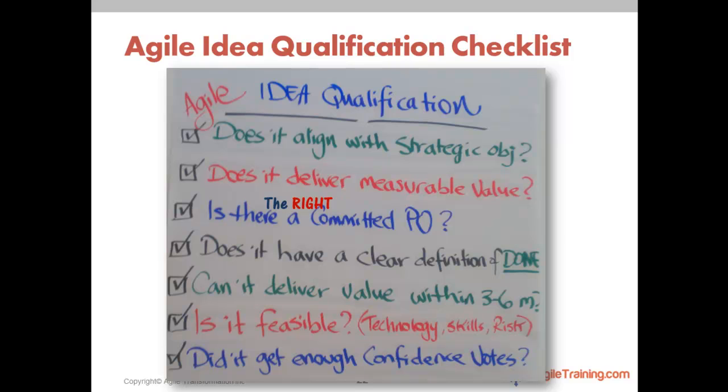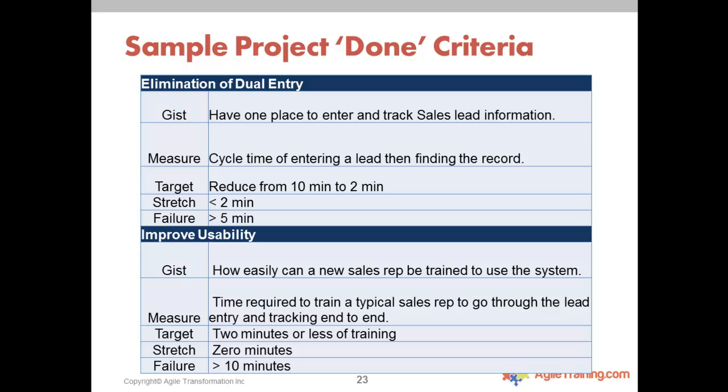I am just challenging you to think about any way of slicing it so that some value can be achieved in a smaller chunk. Even if it was a system replacement project, can we at least force the team to think that way? Because when you allow projects to just go for 2 to 3 years without delivering anything, you've made that the norm, that I don't really have to show you anything until that long. So feasibility, did it get enough confidence votes? Now, here's an example of a project definition of done.